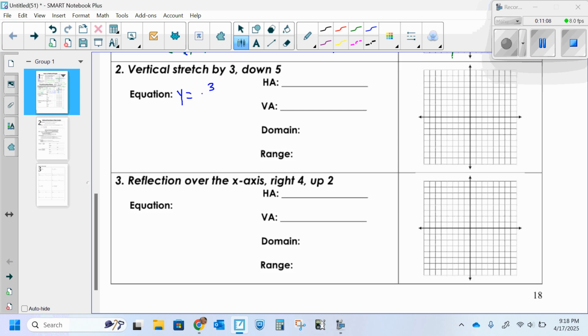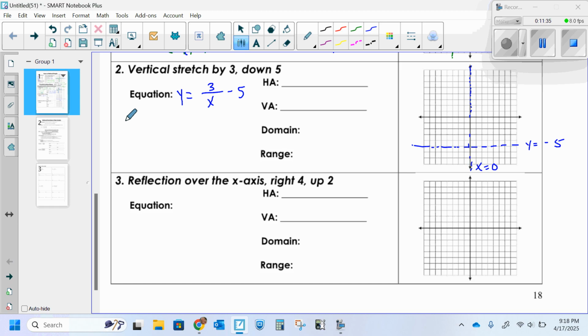So the 3 is on top. There is no left or right, so x is all by itself, and then it goes down 5. So you still have a vertical asymptote at x equals 0. I don't think I labeled that on the other graph. And then down 5: 1, 2, 3, 4, 5. My graph doesn't print very well when I do these PDFs. So this is y equals -5.